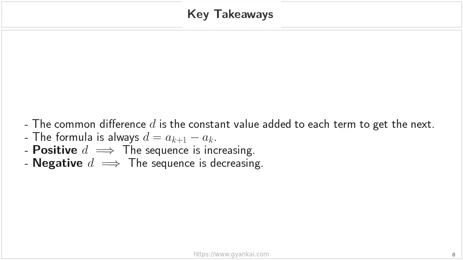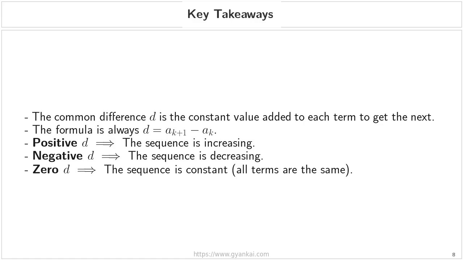Third, let's look at what the sign of d tells us about the behavior of the sequence. If you calculate a positive d, it means the sequence is increasing, just like in our first numerical example, where the numbers were getting larger. Conversely, if you find a negative d, the sequence is decreasing, much like the water tank example we looked at where the volume was dropping. Finally, there is a special case. If your common difference is exactly 0, then the sequence is constant, meaning every single term in the list is exactly the same.